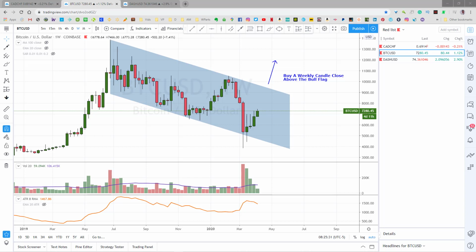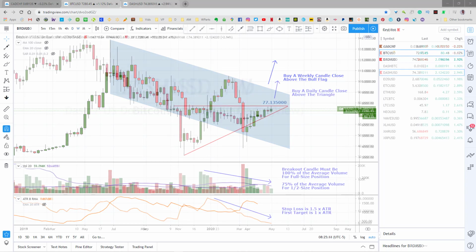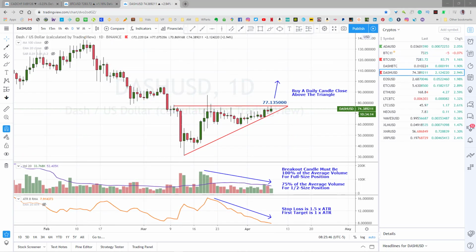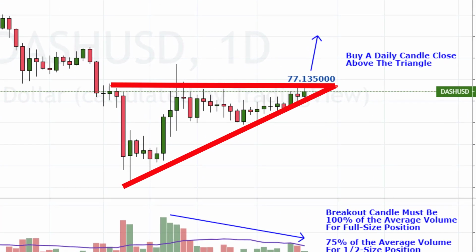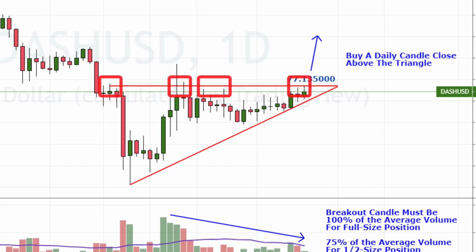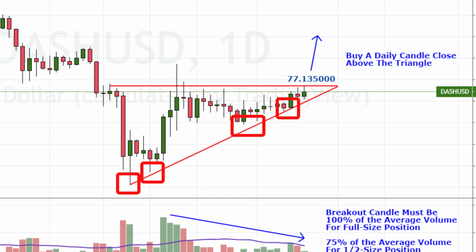Okay, now let's take a look at the setup on the crypto dash. This is a daily chart of dash against the US dollar with a nice looking ascending triangle. An ascending triangle consists of a strong resistance level like this one here at 77.1350 with several historical touches or approaches of the line, and a series of higher lows as fewer and fewer traders are thinking about taking this short.